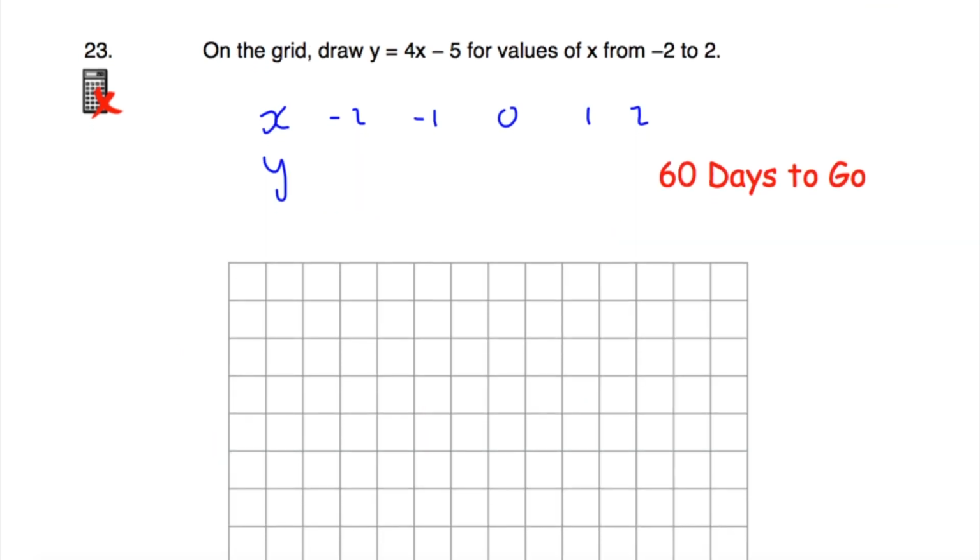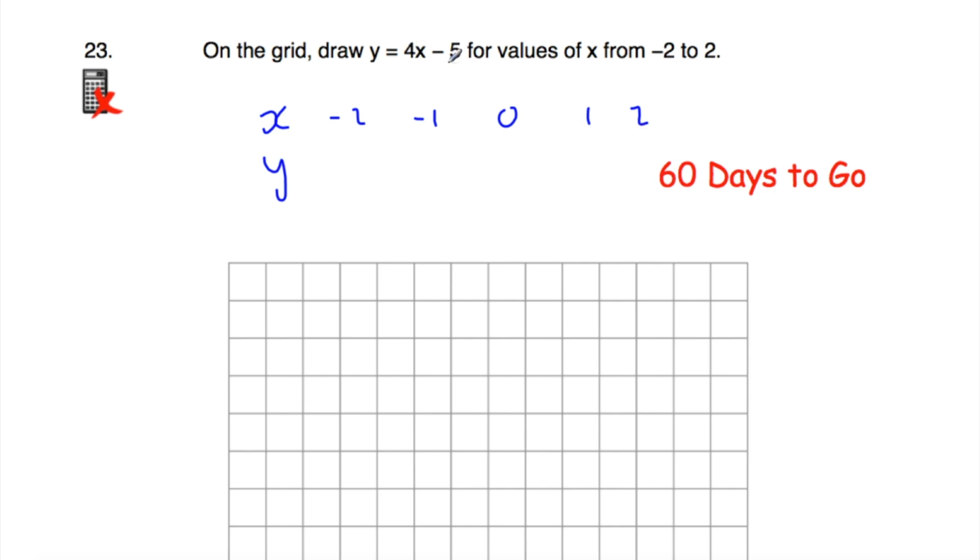Okay, so question number 23, we've been asked to draw the graph of y equals 4x minus 5. Now, in terms of the hints video, I explained it'd probably be a good idea to do an xy table. So to find the values for y in our xy table, I've gone from -2 to 2 because that's what it says here. And in terms of finding the y values, we're going to multiply all these values by 4 and then take away 5.